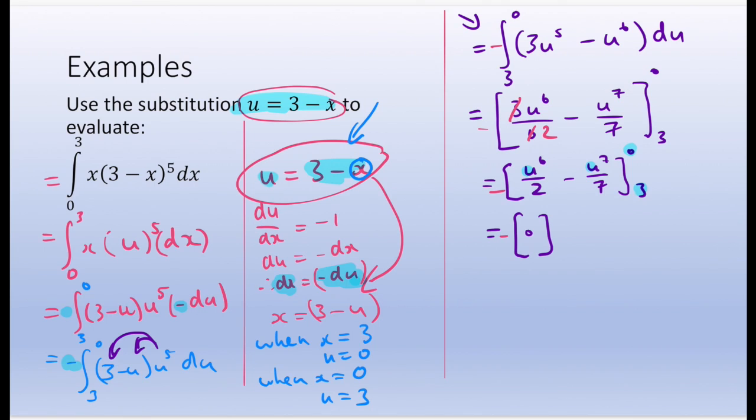And so that means that there's a massive bracket there. Minus, and so now I have to substitute 3. So 3 to the 6 on 2, minus 3 to the 7 on 7, and then close the bracket down, and now I'm left with what? So I need to put this in my calculator, and I end up getting this number here. Not sure if it's correct or not.